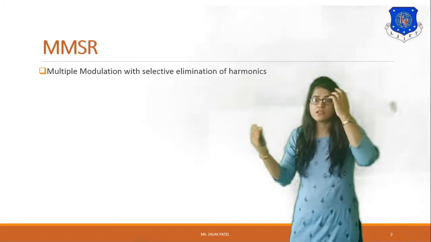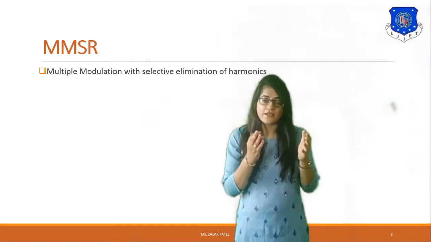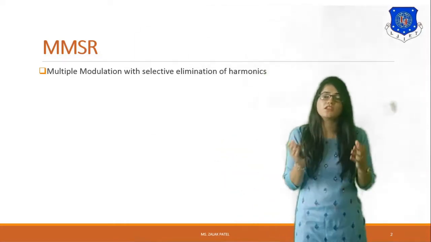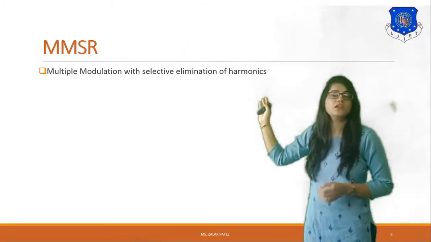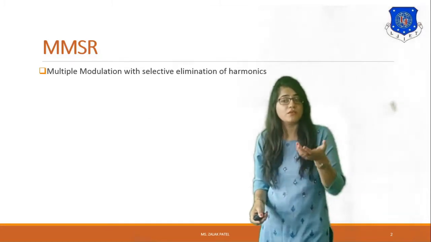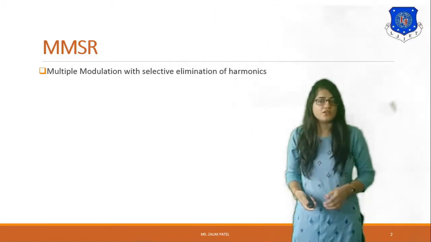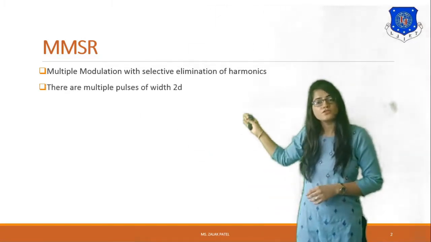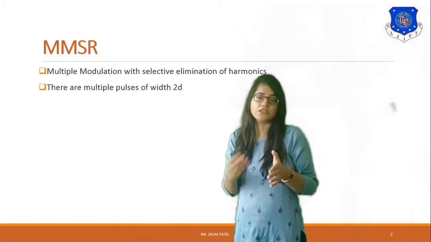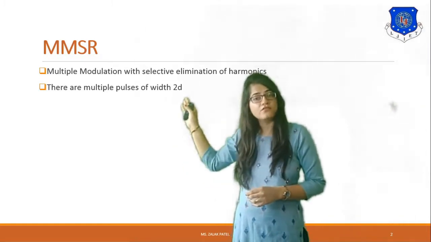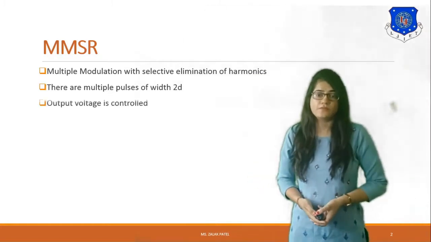In most cases of inverters, the harmonics generated are odd numbers like 1, 3, 5 and 7. Among them, the first one is considered the fundamental. So for eliminating the lower-order harmonics, the multiple modulation with selective elimination technique will be used. Here also, the multiple pulses of width 2d that we considered for the earlier case will be considered.